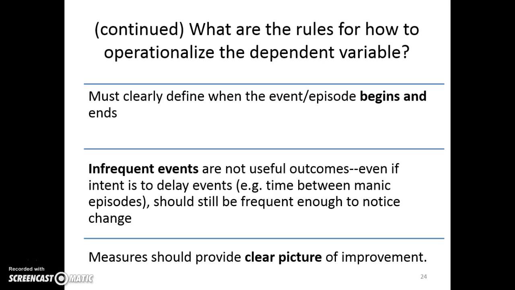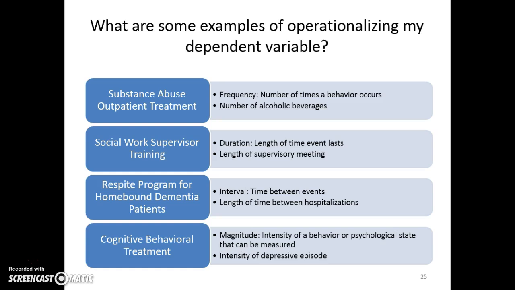At the same time, we're going to measure something. We have to know when something begins and when it ends. It doesn't help us to measure stuff that's infrequent. And of course, what we measure must show clear pictures of improvement. So let's look at some examples. Let's say that we're doing substance abuse outpatient treatment. I want to measure the number of times a behavior occurs. This is one type of indicator.